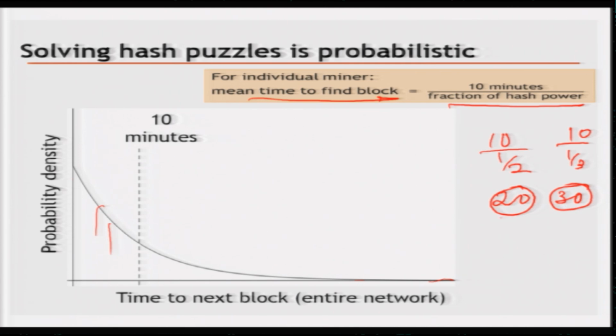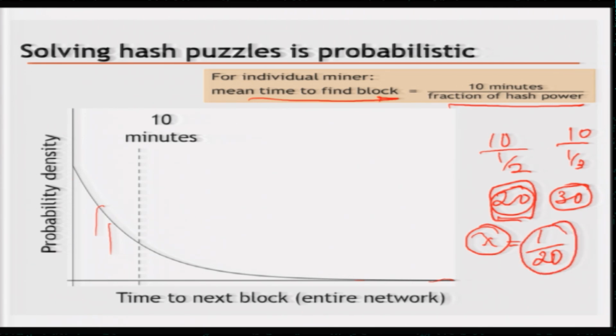So, if the mean of your exponential distribution is 20, then your probability of solving one within a fixed interval is less than if the mean is 10, right, because in the exponential distribution the average is the reciprocal of the lambda of the Poisson distribution, that is, the mean of the corresponding exponential distribution.